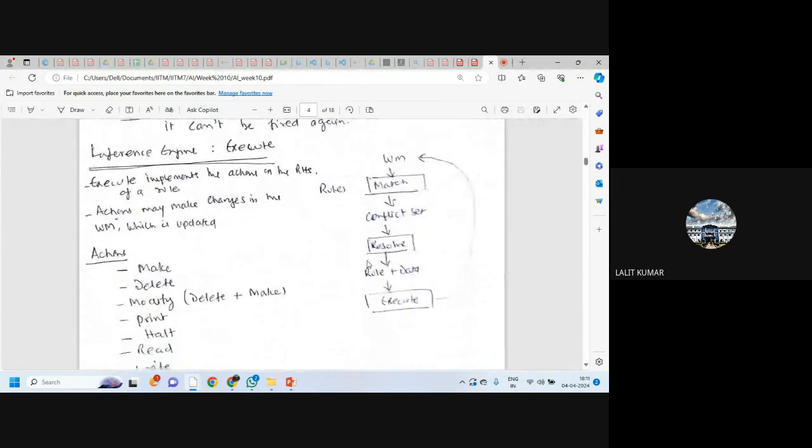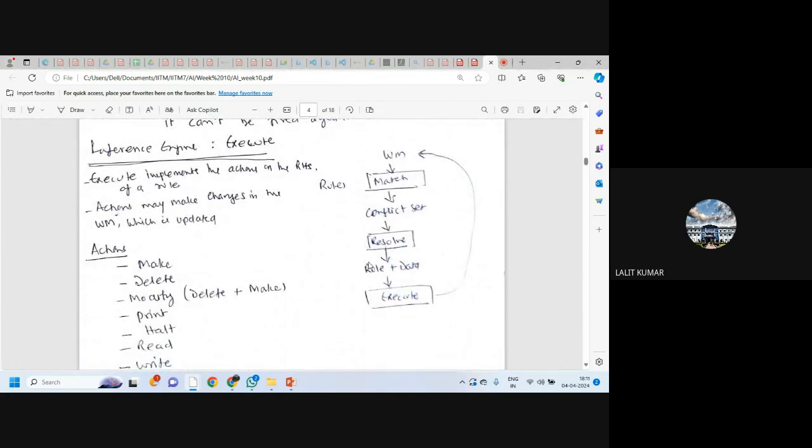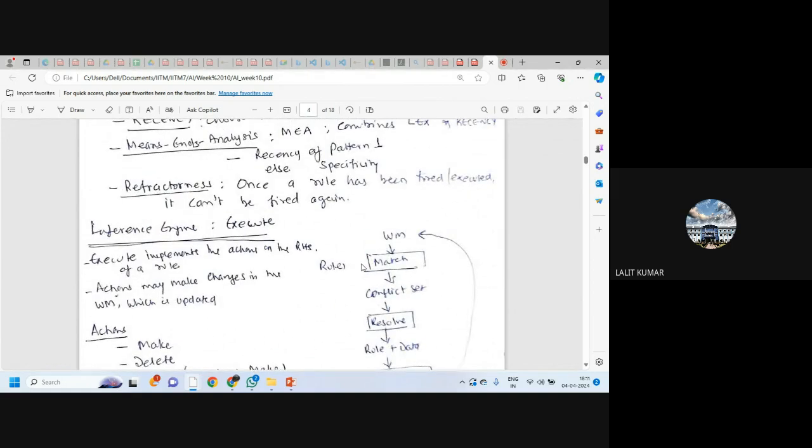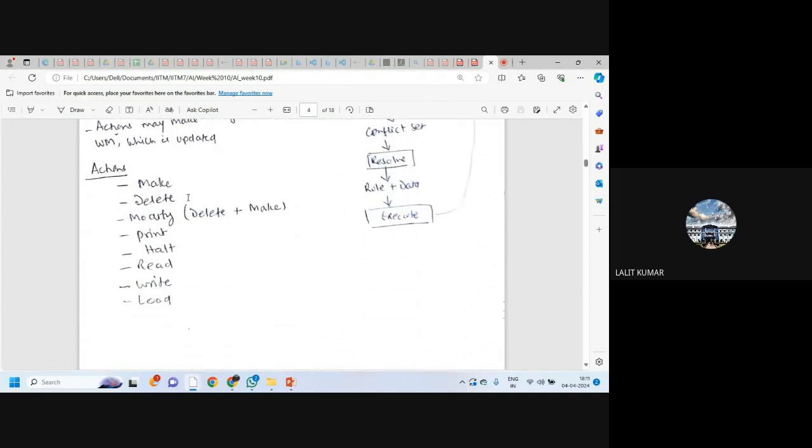The second strategy might be specificity. Specificity means that the rule which has more number of patterns is more specific. So that might be the strategy, that we will act on that rule first. The third is something called refractoriness. Refractoriness means that once a rule has been fired, it should not be fired again. Otherwise, it will keep on firing. And the inference engine's execute, I have covered. It has actions like make, delete, modify, print, halt, read, write, load.